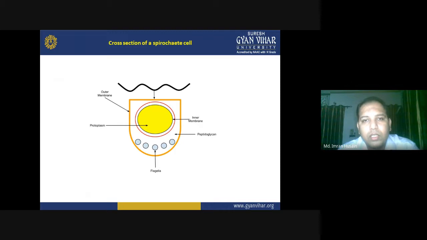Here you can see the cross section of a spirochete cell and how things are different. You can see the outer membrane, right? And then you can see the placement of flagella, protoplasm, inner membrane, and peptidoglycan layer also. So this is the significant blueprint of any spirochete cell, and this is how they are constructed and how they operate.